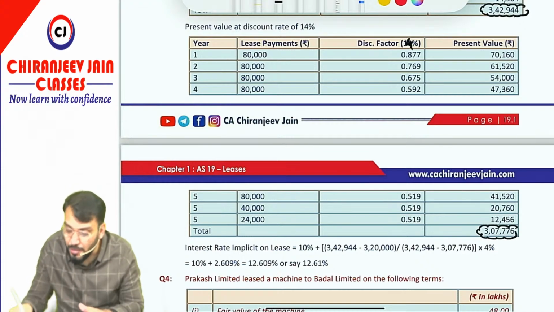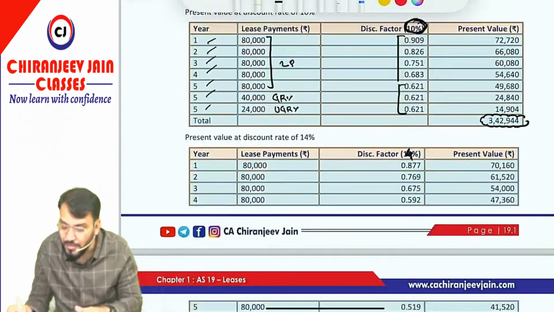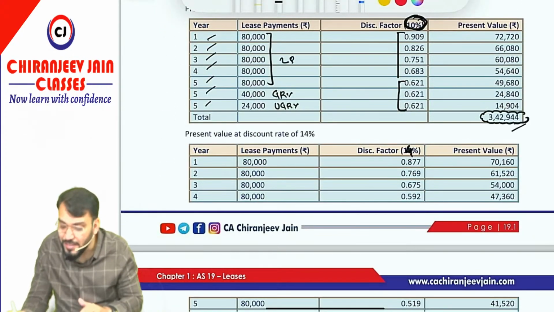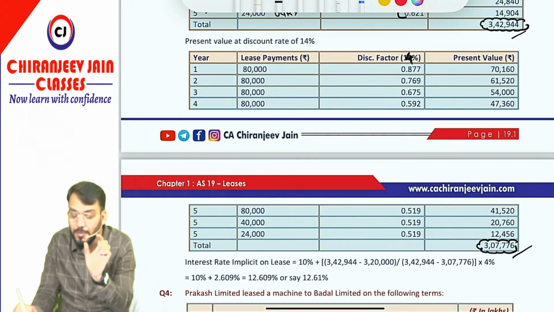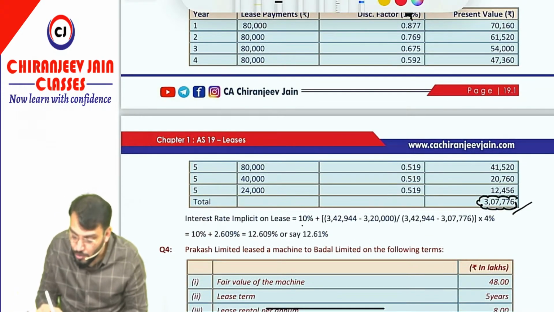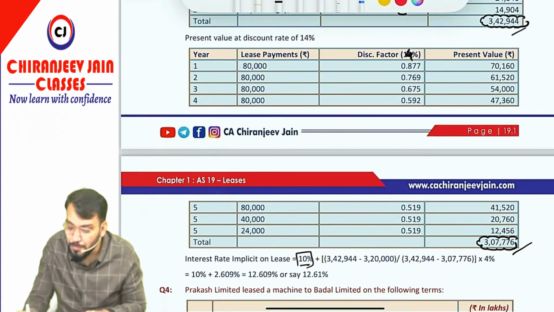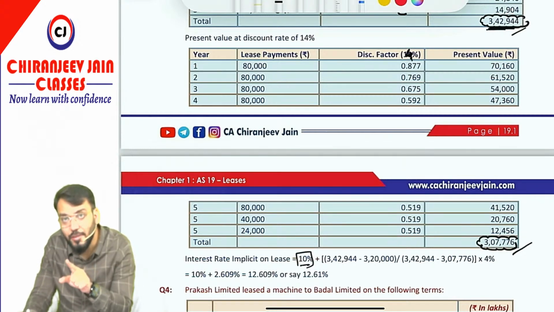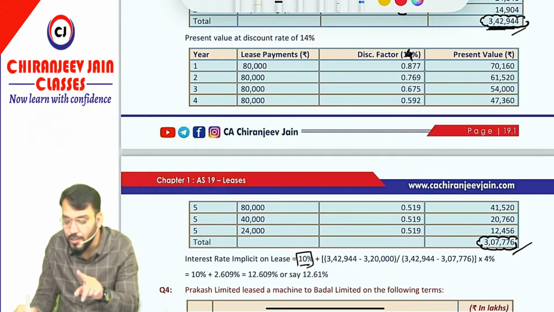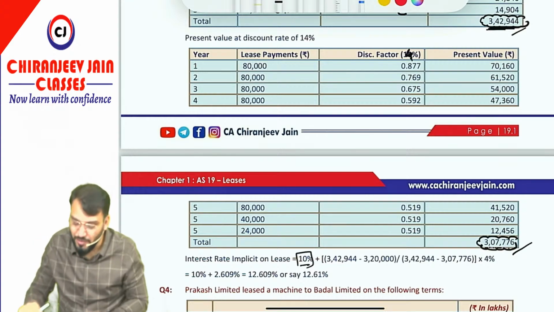Now between these amounts, you can see the fair value is how much? Fair value is 3,20,000. So can you say this is more than 3,20,000? This is less than 3,20,000. Now we can use the IRR concept. So in IRR, the formula is: lower rate of interest plus 3,42,944 minus fair value, that is 3,20,000, divided by 3,42,944 minus 3,07,776, into the differential rate. Means what is the formula?